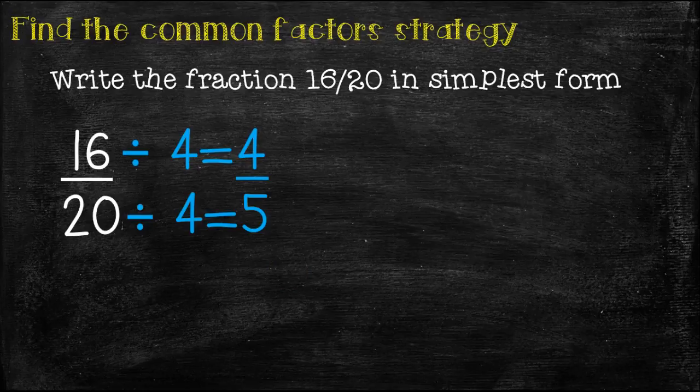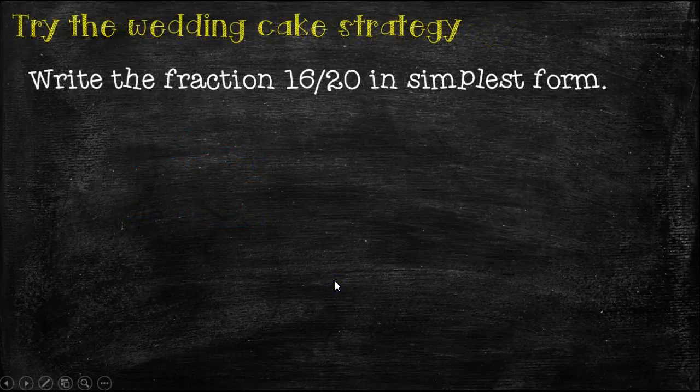That works out great if you know all of the different factors for all of the numbers. This might help you if you don't know, or if it is a bigger number than you're used to working with, and I call it the wedding cake strategy. So here's how to write the fraction 16/20 in simplest form using the wedding cake strategy.